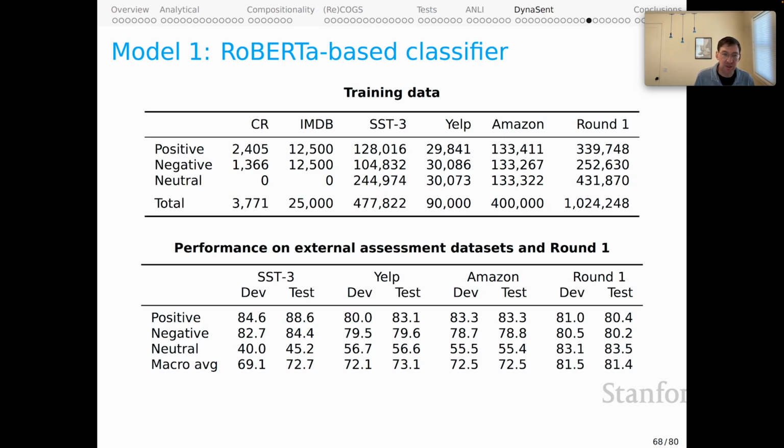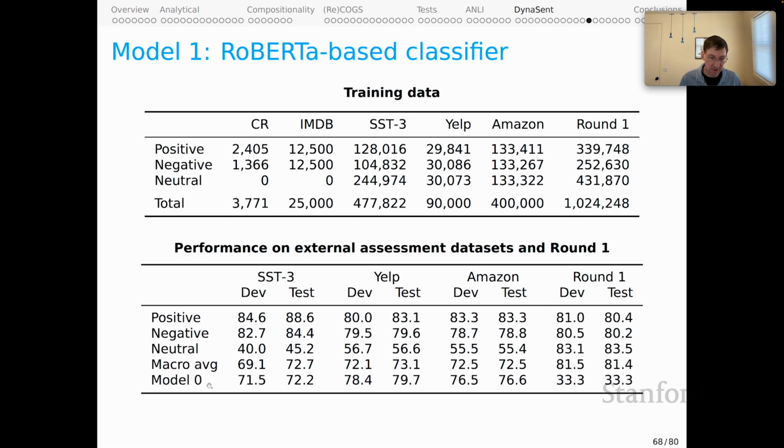How do we do? This is a summary of performance on the external datasets as well as round 1. And you can see down here that this model is getting around 80% on our round 1 data, with essentially no loss in performance on those external benchmarks. There is a bit of a drop. I think we are performing some kind of domain shift by emphasizing round 1, as I described. But overall, we're maintaining pretty good performance while doing quite well on the round 1 dataset.